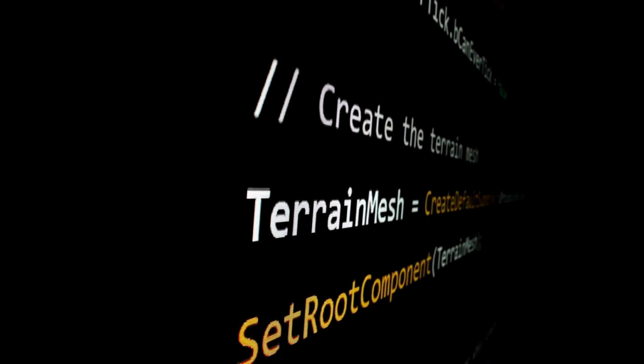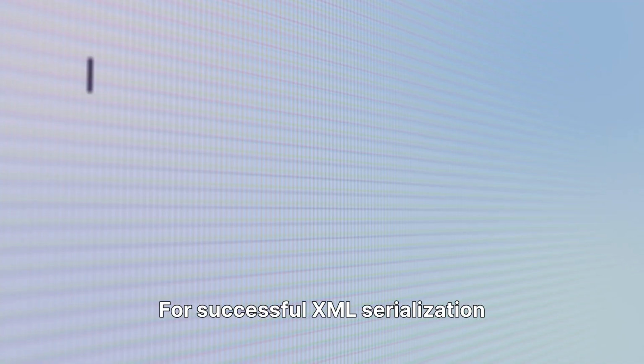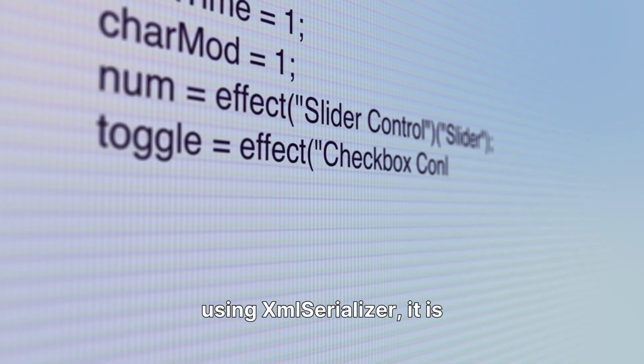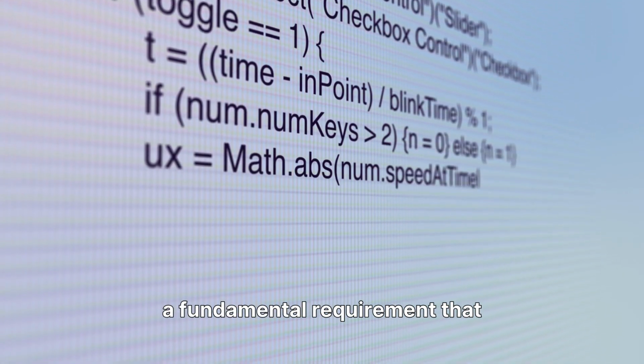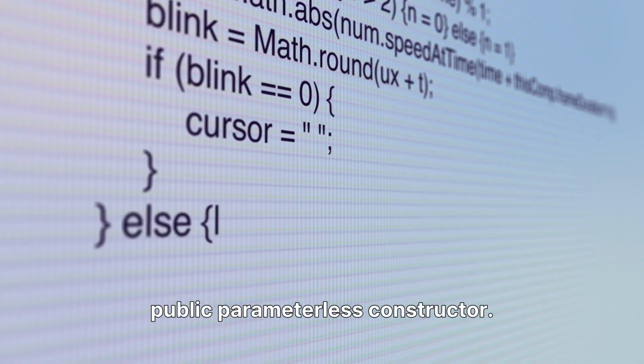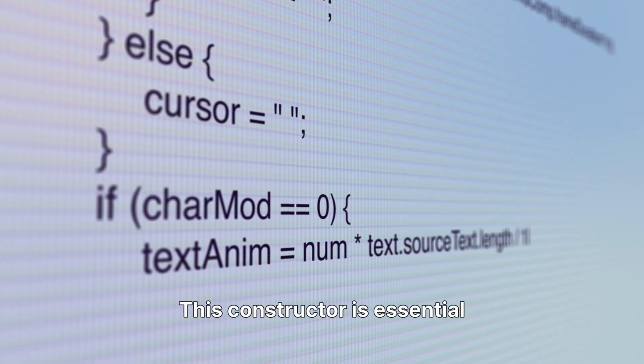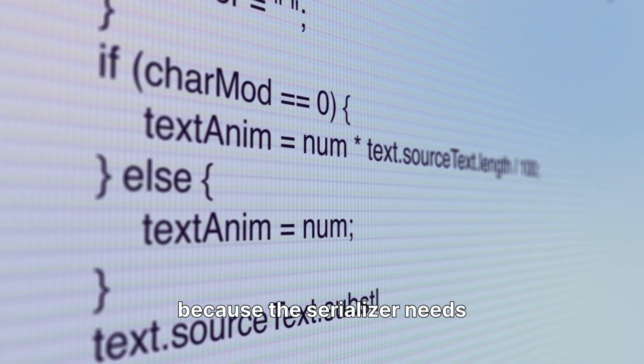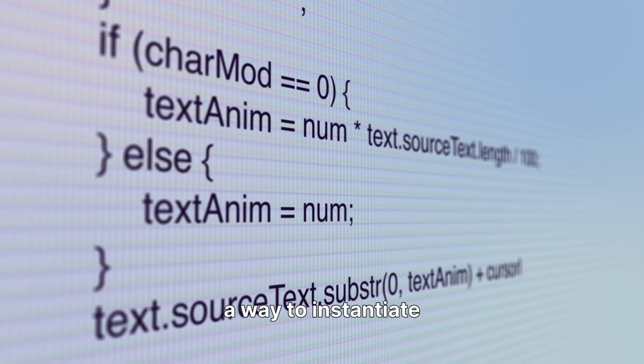For successful XML serialization using XML Serializer, it is a fundamental requirement that your class includes a public parameterless constructor. This constructor is essential because the serializer needs a way to instantiate the object before populating its properties during the deserialization process.